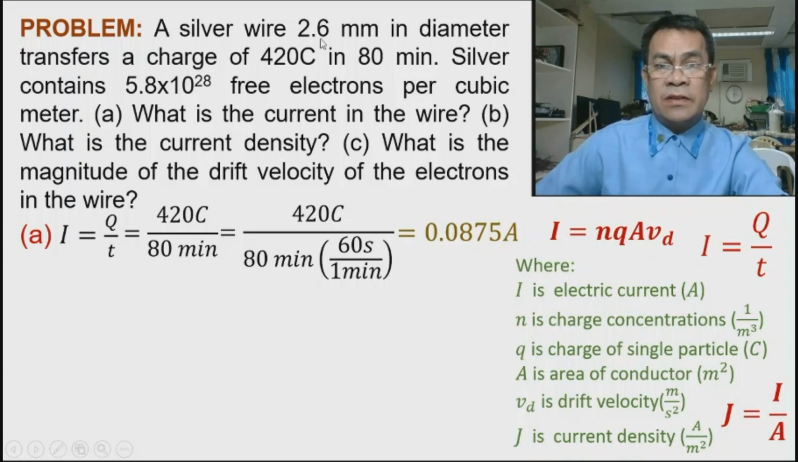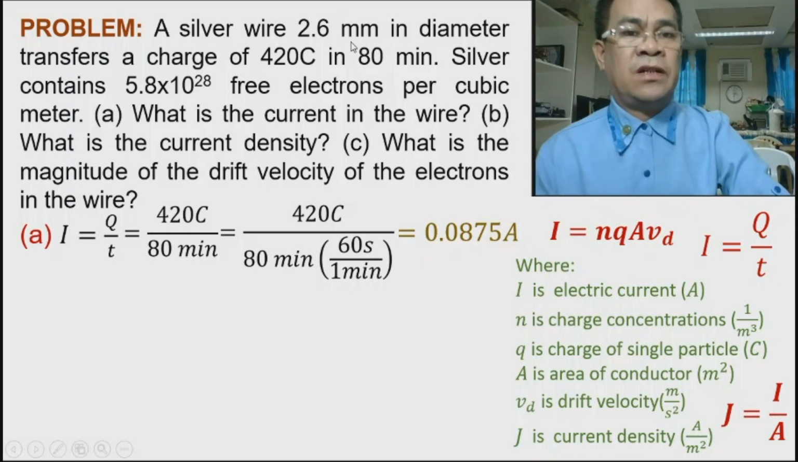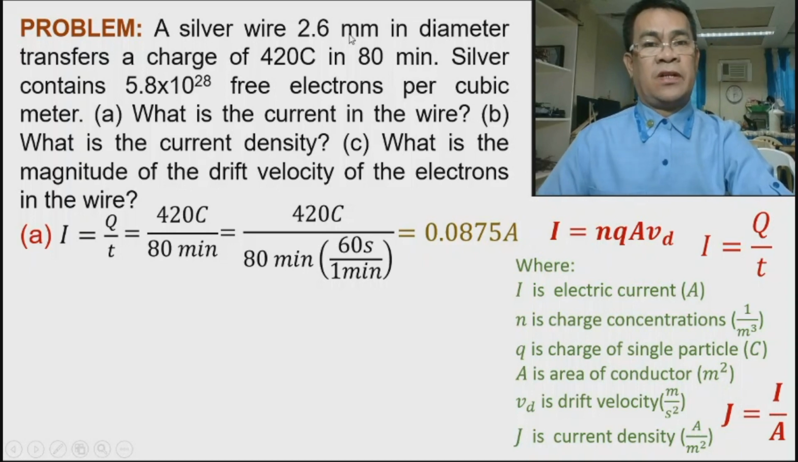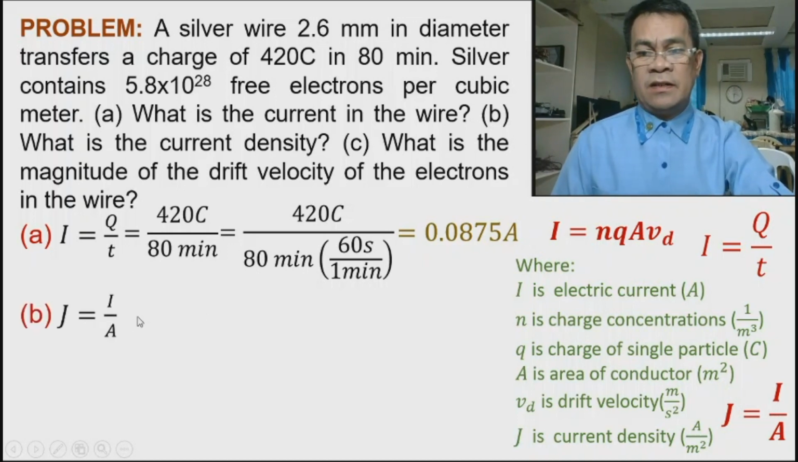The area of the conductor was not provided in the problem, but instead we have its diameter. If the diameter is given, we can always calculate the area of the conductor. Take note that the cross-section is a circle, because diameter means the cross-section of the conductor is a circle. Sometimes it is a square, sometimes a triangle, but this one, because the diameter is given, the area is automatically a circle. So in letter B, J can be calculated by dividing the I by A.